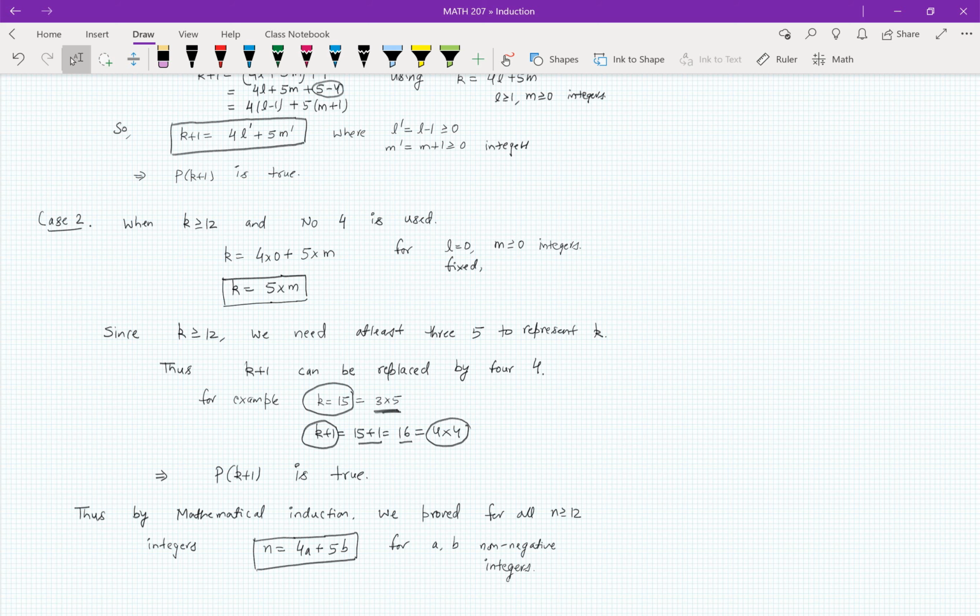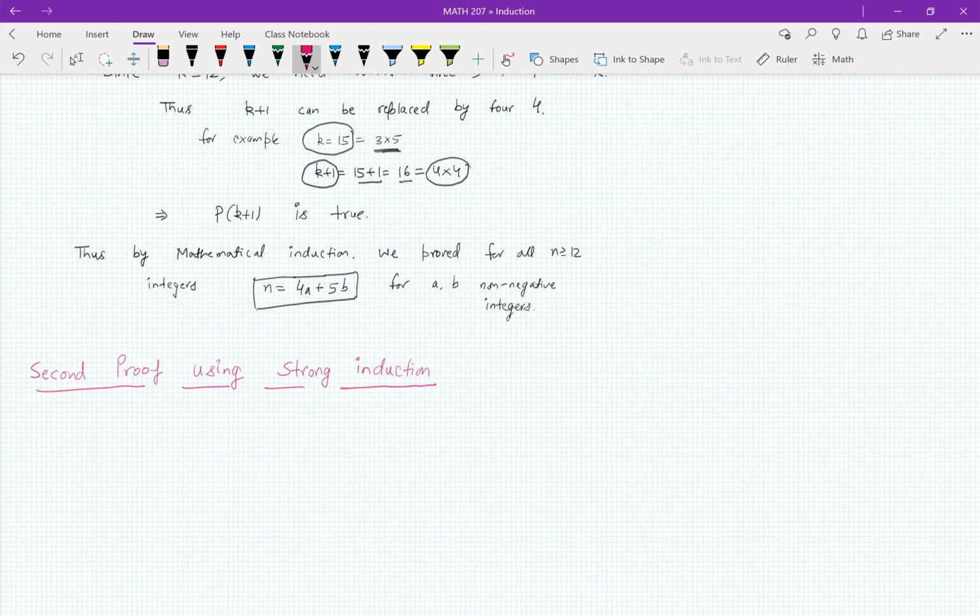Okay, so my statement still becomes true because I am able to represent k plus 1 as a non-negative multiple of 4 and 5, and by using mathematical induction, we proved this statement that n can be written as 4a plus 5b, where a and b are non-negative integers, and n is greater than or equal to 12, which is also an integer.